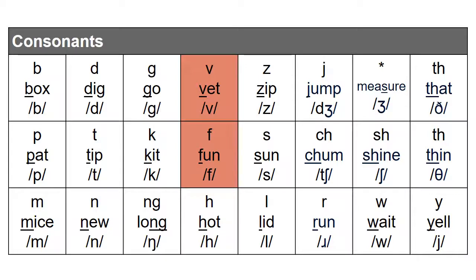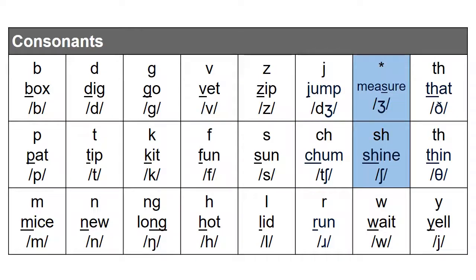V and F, there's another pairing. These are called labiodental fricatives, and what we do is place the upper teeth against the bottom lip, and we get a V and an F. The Z and S sounds are both sibilants, and we place the tongue right behind the teeth, and we get an S and a Z, voiced and voiceless version. J and CH are pairs as well. We have the J and the CH.